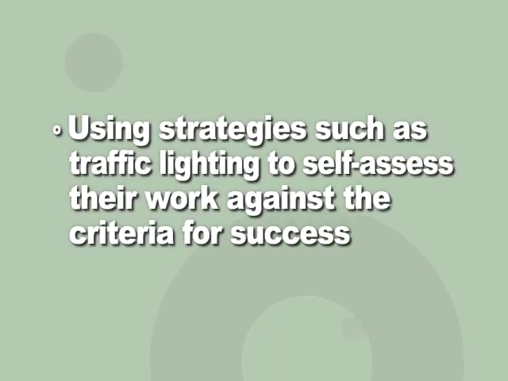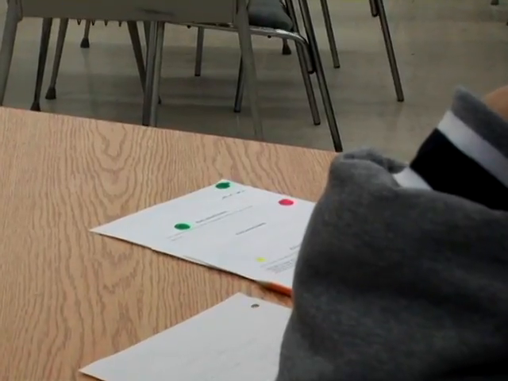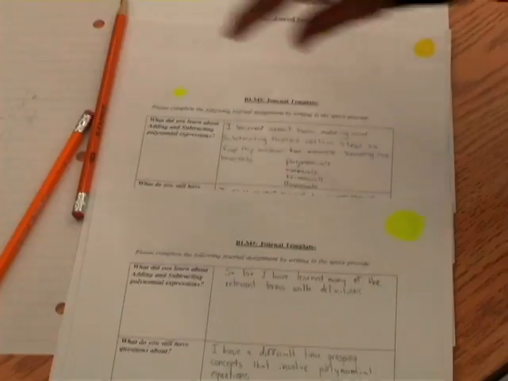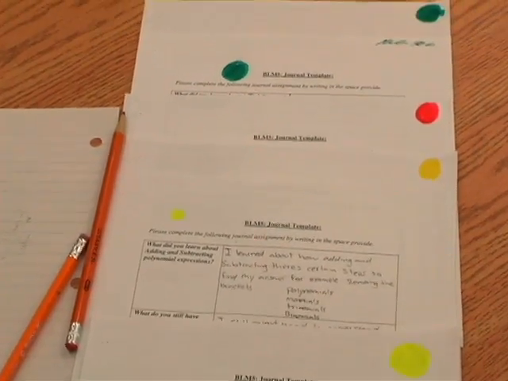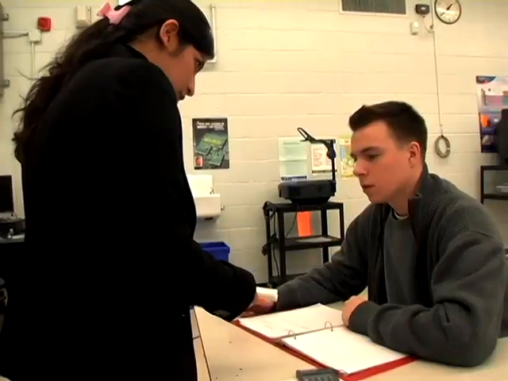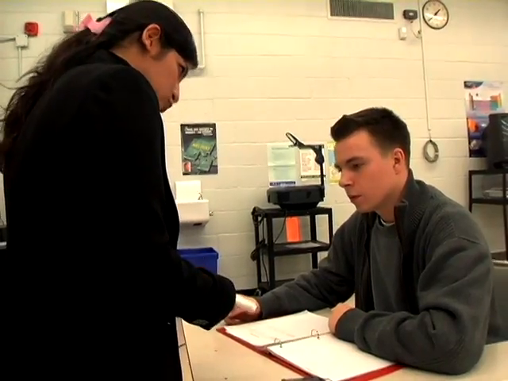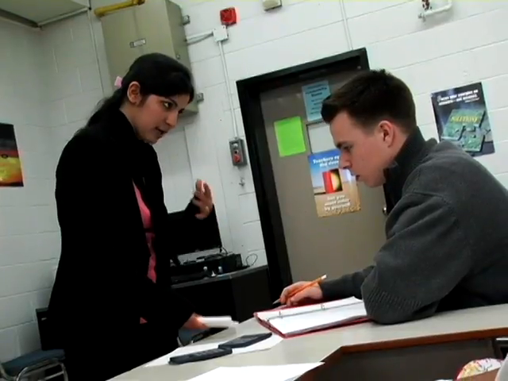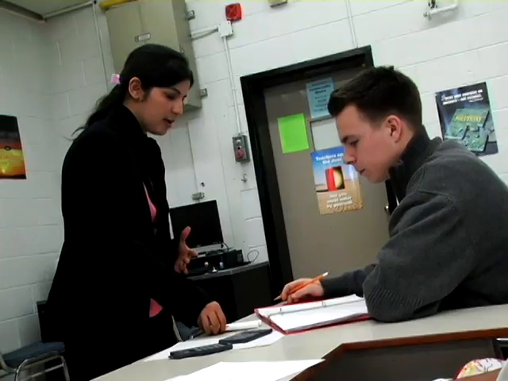Using strategies such as traffic lighting to self-assess their work against the criteria for success. Students use a green, yellow, or red traffic light to indicate their level of understanding. If you kind of get it and you're still having trouble in some areas, just put a yellow circle. And if you really understand everything, then just put a green circle at the top. And that means you're ready to go to the next lesson, okay?